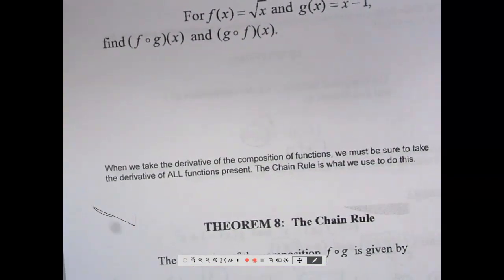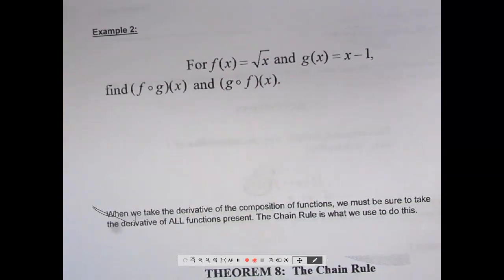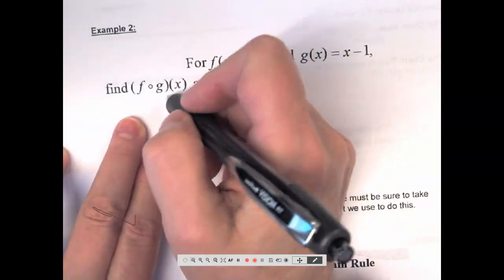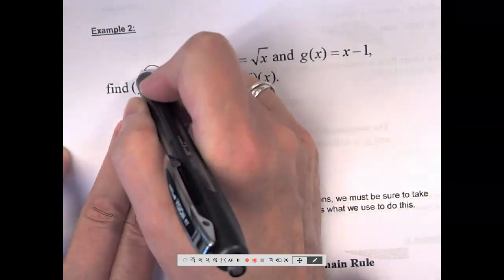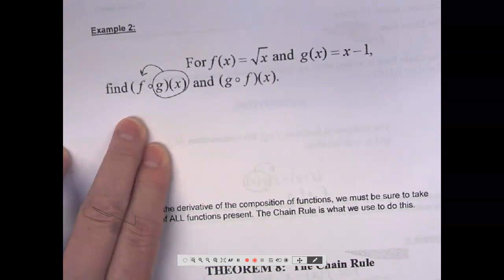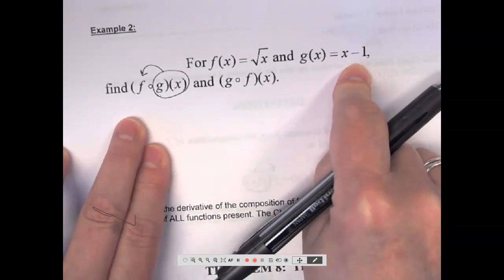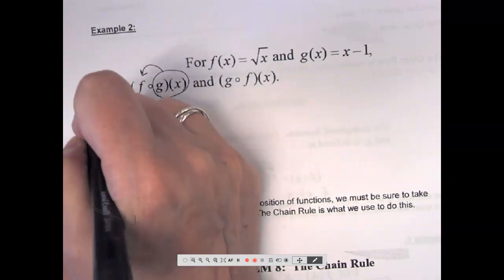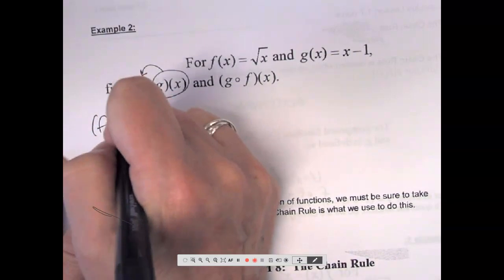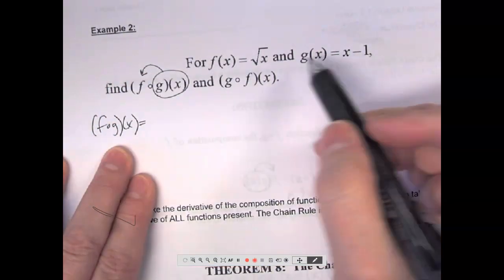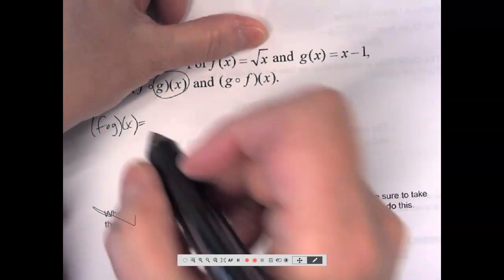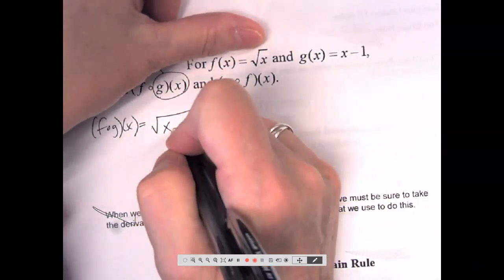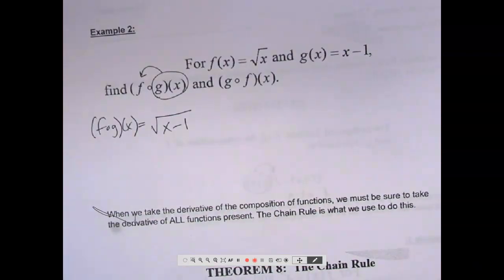Okay, so let's do this one. F of g and g of f. Okay, so this one here means take g, plug it into f. So that means that whole x minus 1 will go in the place of this x. So f of g of x would be, go to function f, have a square root of x, but instead of x, I'm plugging in x minus 1. And that's it.